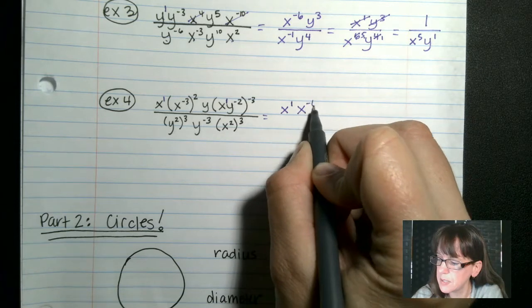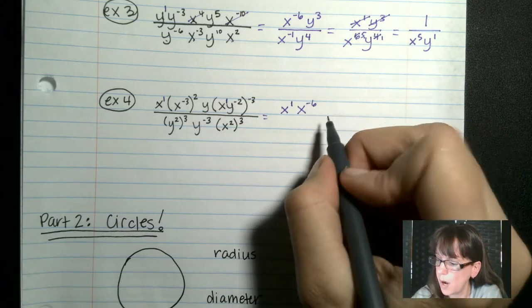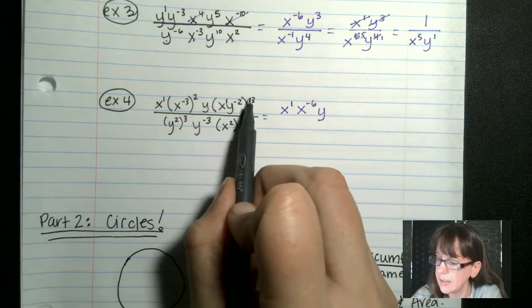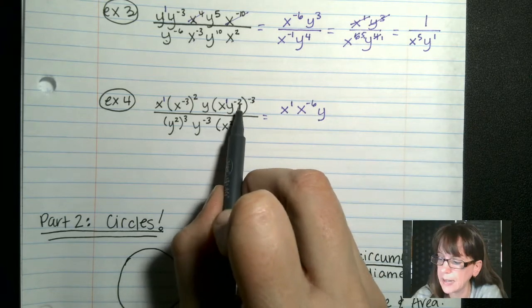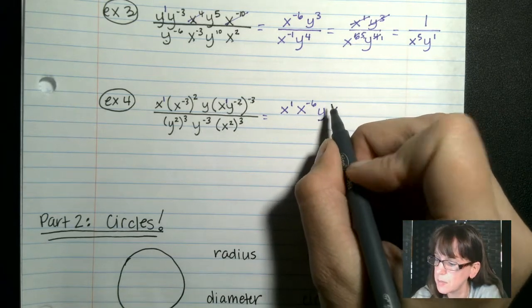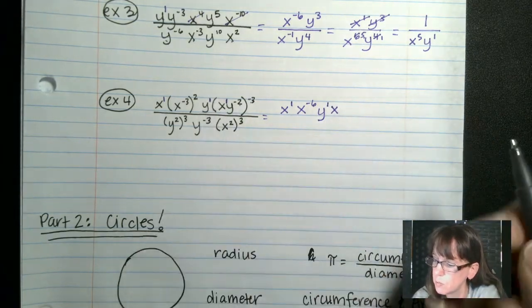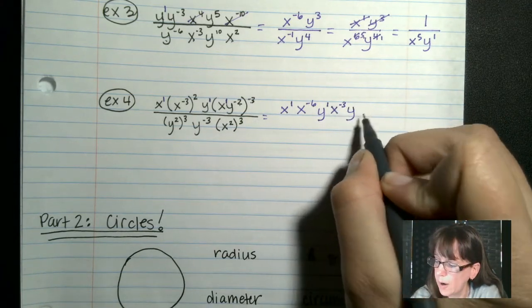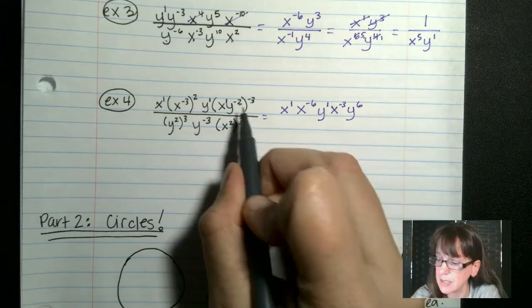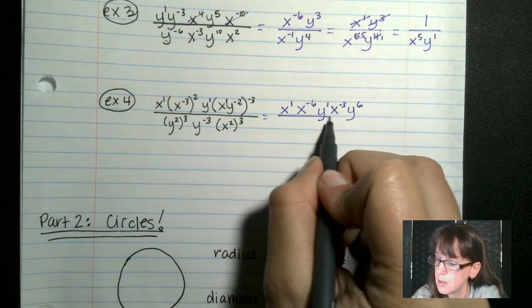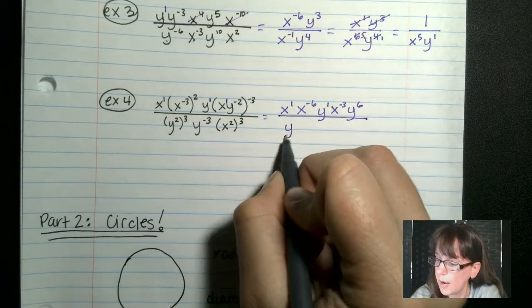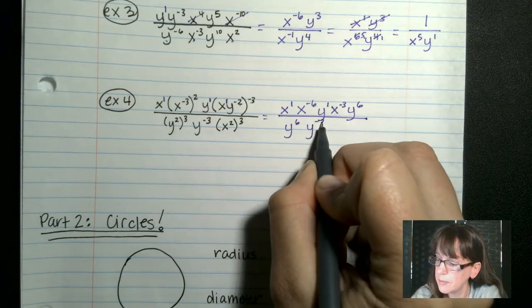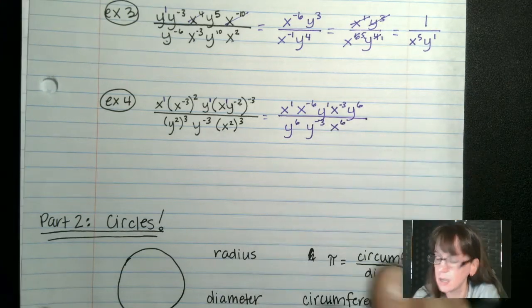x to the negative 6, y, and then this negative 3 goes to the 1 and to the negative 2. So that's going to be y to the 1. Probably should have put a little 1 there. So that's x negative 3, y to the 6th, positive 6, because negative 2 times negative 3, over y6, y negative 3, x6. All right, so that's all messy.